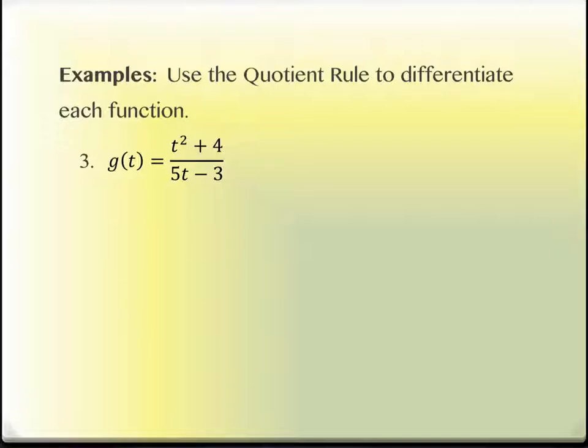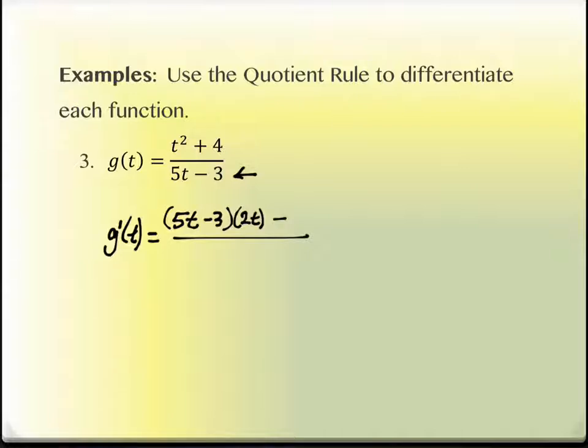Whatever it is that you use or think about in order to make sense of this, you start with rewriting the denominator. So it is the denominator, 5t minus 3. We are finding g prime of t. And then you multiply it by the derivative of the numerator. So what is the derivative of t squared minus 4? 2t.